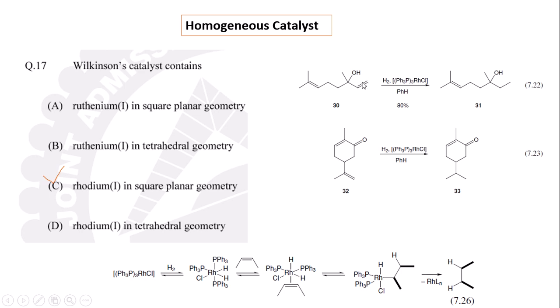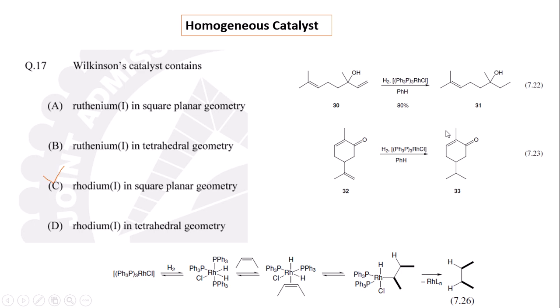One is the monosubstituted alkene, another is the tri-substituted alkene. And the Wilkinson catalyst prefers the reduction of the less substituted alkene compared to the more substituted alkene. Again, there are two alkenes, but one is the electron-deficient alkene, another is the electron-rich alkene. Here the electron-rich alkene participates in the hydrogenation reaction compared to the electron-deficient alkene.